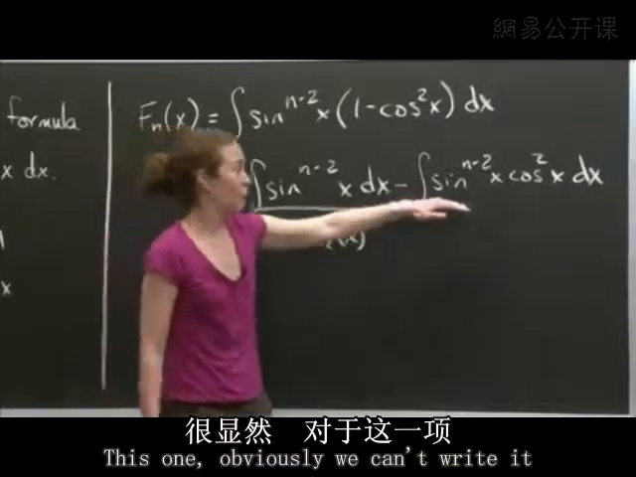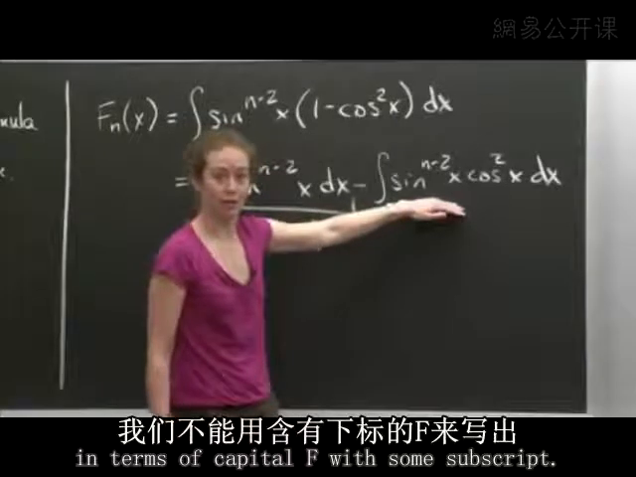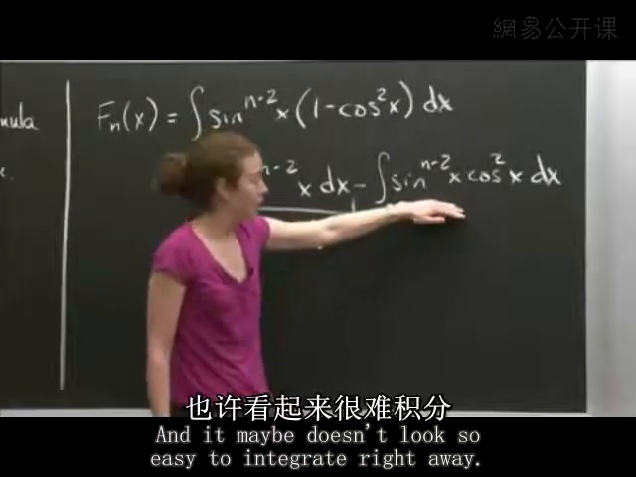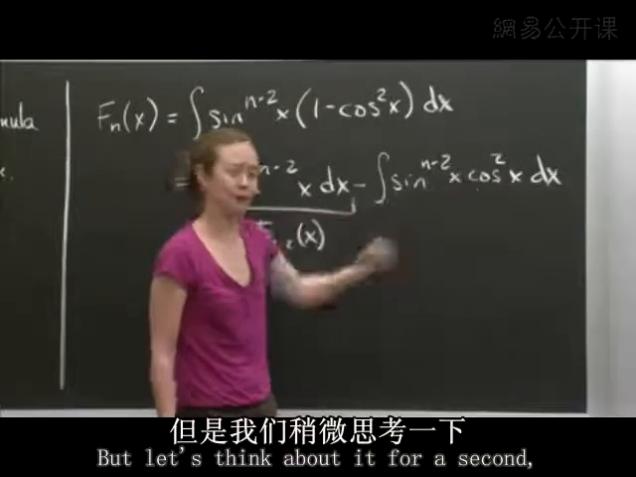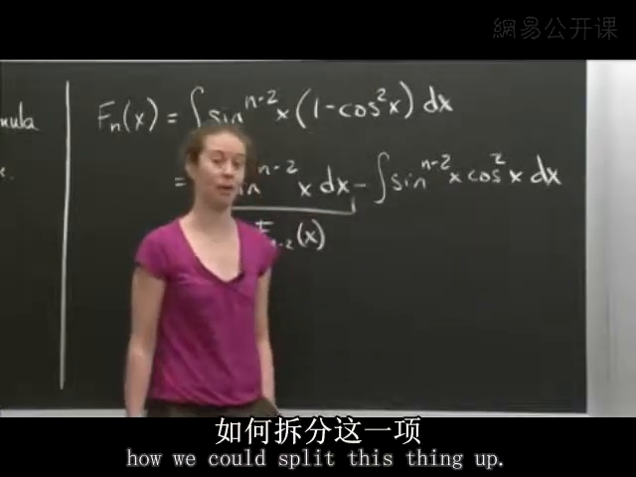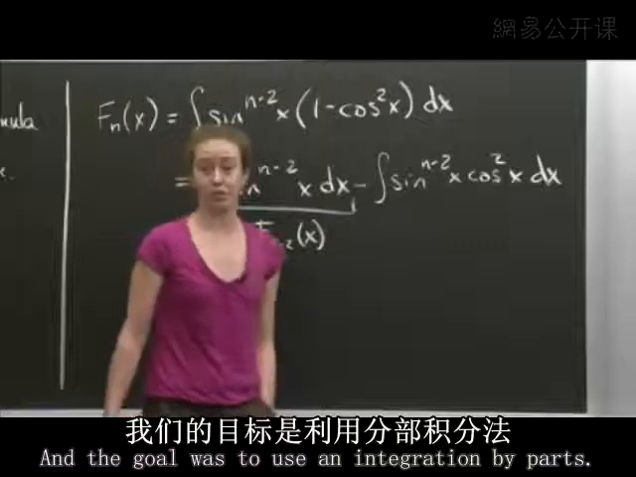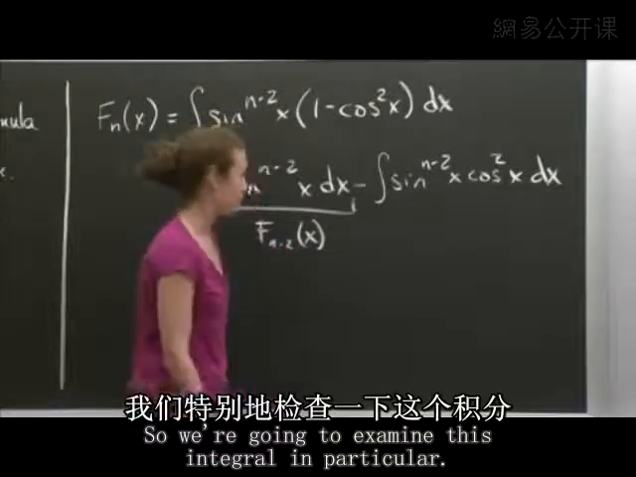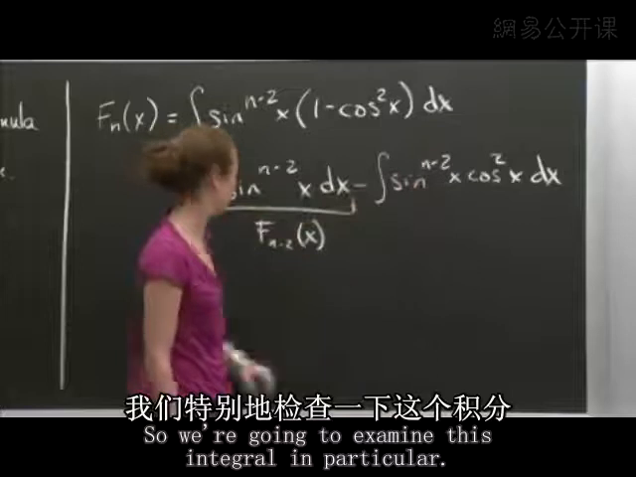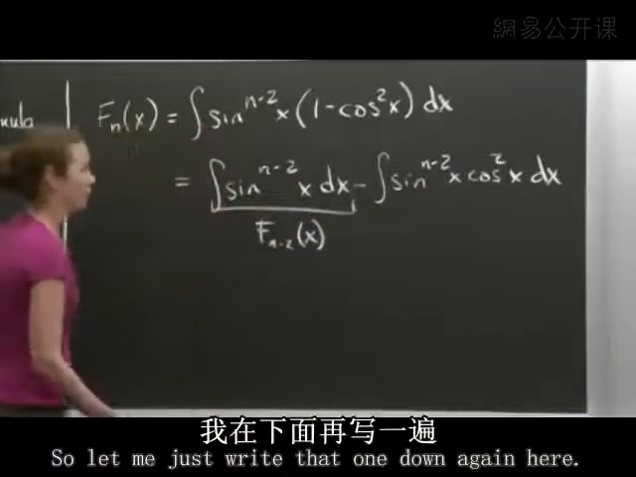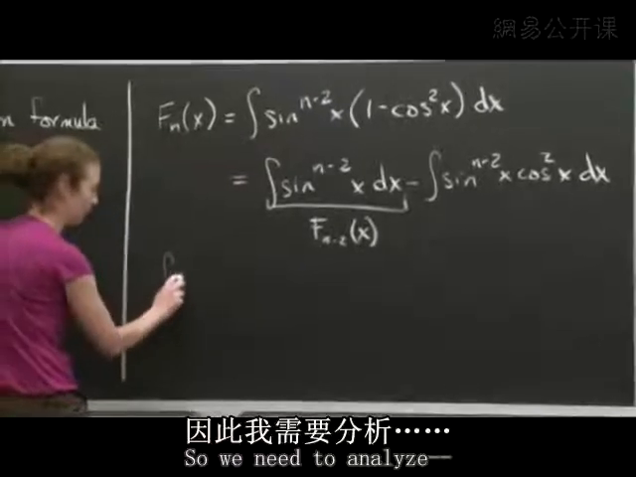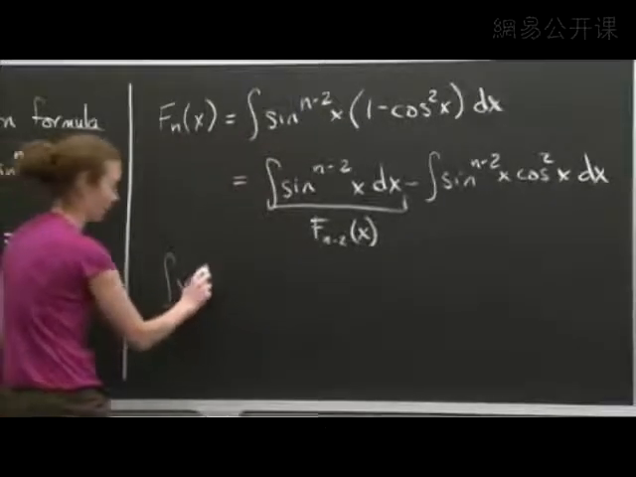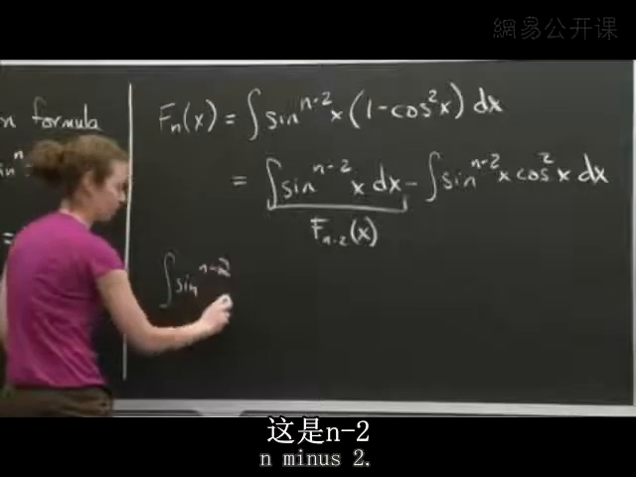This one, obviously, we can't write it in terms of capital F with some subscript. And maybe it doesn't look so easy to integrate right away. But let's think about it for a second, how we could split this thing up. And the goal is to use an integration by parts. So we're going to examine this integral in particular. So let me just write that one down again here. So we need to analyze. I'm going to drop the minus sign for the moment. And minus 2.